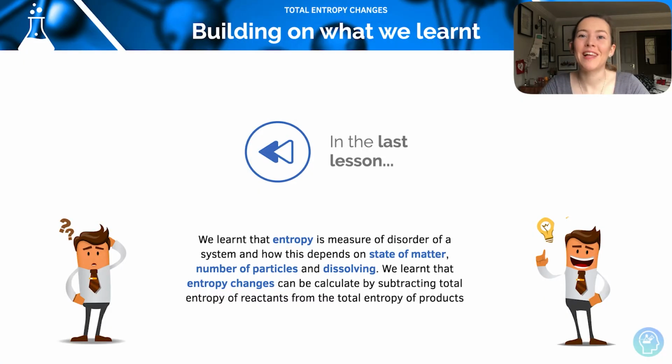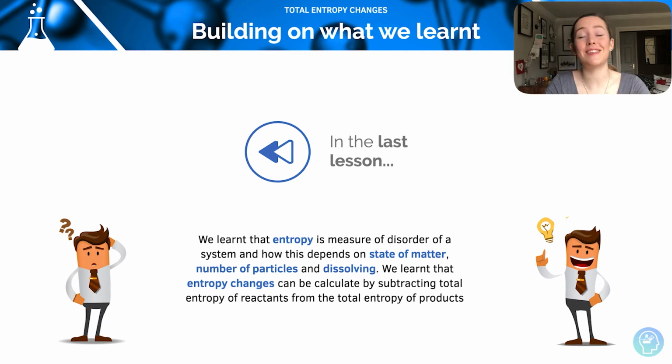Hi and welcome to this lesson on total entropy changes. In the last lesson, I introduced entropy. So we had a look at what it means, the fact that it's the overall measure of the disorder of a system, and it depends on the state of matter, the number of particles, and dissolving. So we learned that it can be calculated by subtracting the total entropy of reactants from the total entropy of our products.